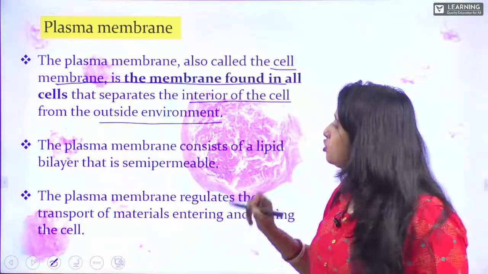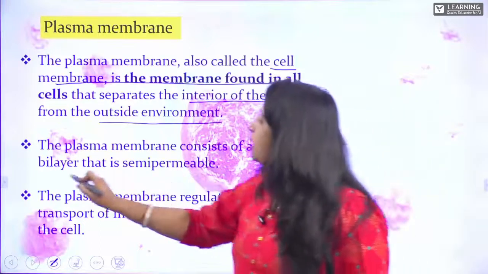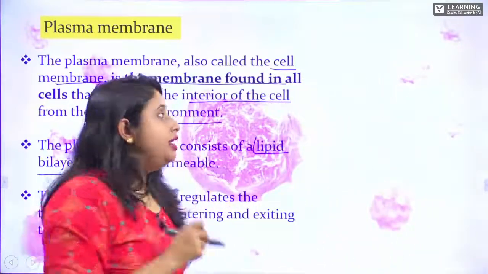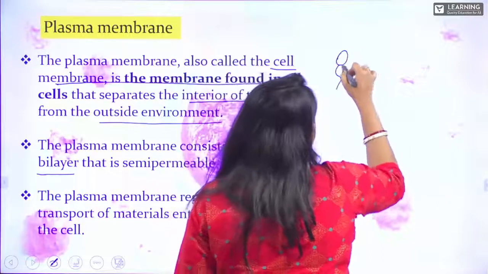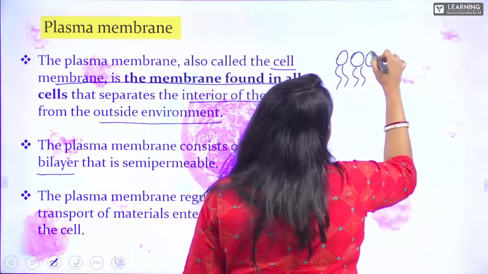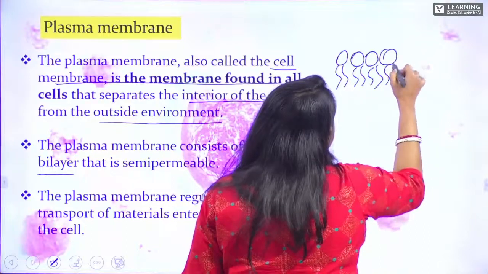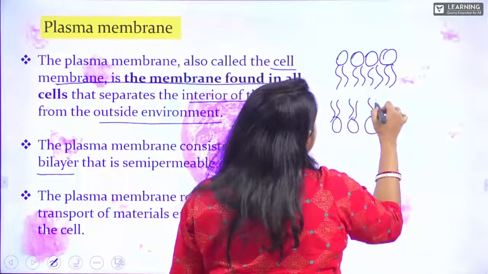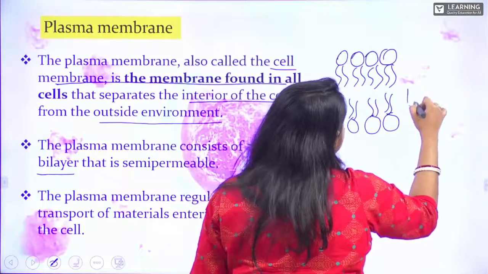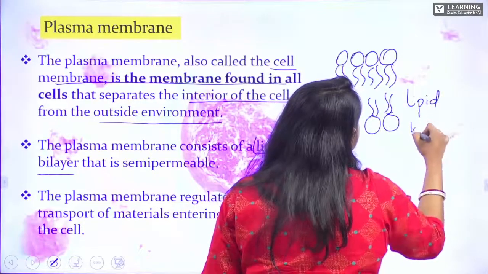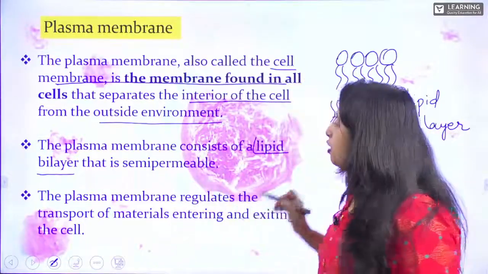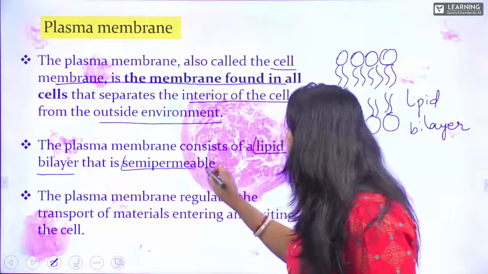It consists of a lipid bilayer. As you have seen, it has two layers, right? Like this you have seen, isn't it? These are nothing but the lipid bilayer. So it has got two layers. The plasma membrane is made up of a lipid bilayer that is semi-permeable.